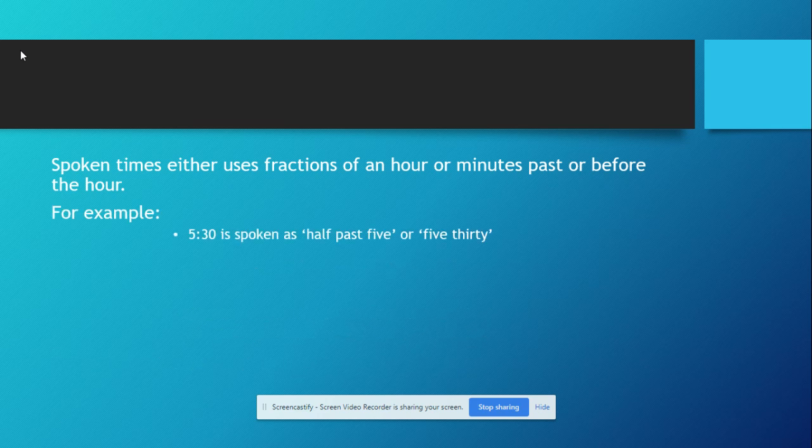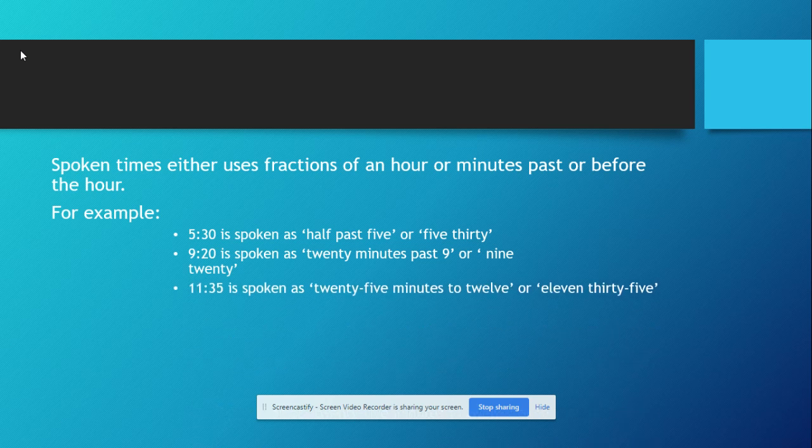So for example, if you say 5:30, you say half past five. If you saw 9:20, it's spoken as 20 minutes past 9, or you could say 9:20. Both of them are right. 11:35 is spoken as 25 minutes to 12, or you could say 11:35. And then 2:15, which is 2 1/4, is spoken as quarter past two or 2:15.